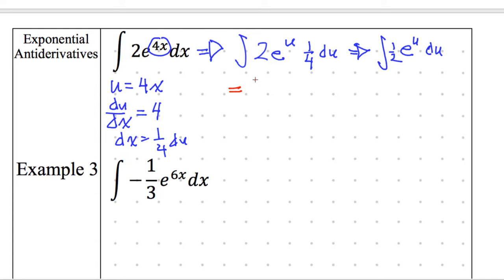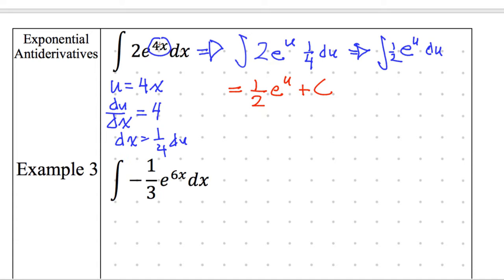Same. 1/2 e to the u. Yep, same. 1/2 e to the u. Don't forget your plus c. Whenever you have an exponent, you always have to focus on that in order to see if the derivative of that exponent is 1 or not.